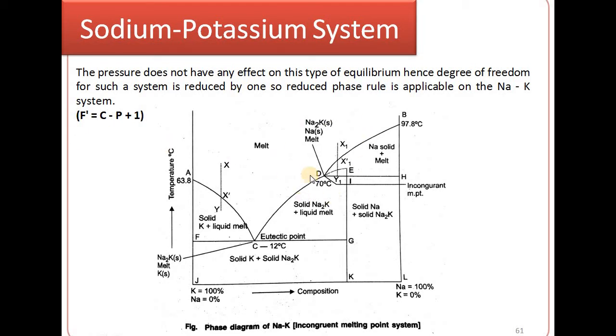Now this diagram is similar to the general phase diagram we have already seen in the last slide. Here we have liquid melt in this area. Under the curve AC we have solid K and liquid melt. In the area CEG we have solid Na2K and liquid melt, and below this line we have solid K and solid Na2K. Similarly, in the area BDH, we have solid Na plus melt, and in the area IHKL, we have solid Na plus solid Na2K.